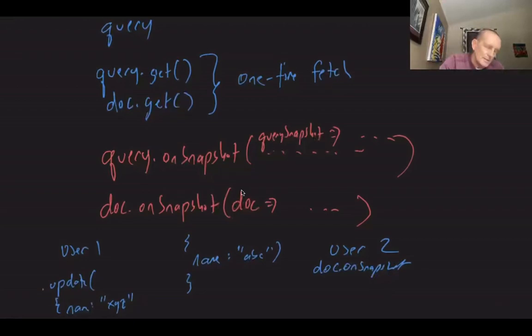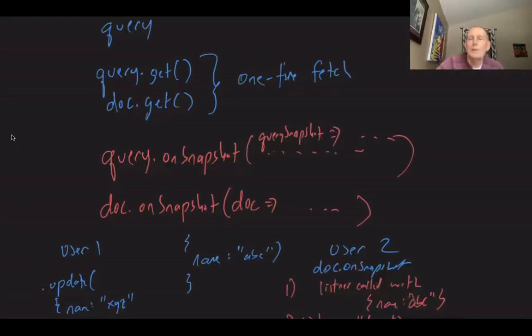So basically what happens is the listener gets called the first time with name ABC. And then the second time, it's going to get called after it was changed on another machine with name XYZ. So first with ABC, second time with XYZ. Okay, so that's great. So if it's changed on another machine, it'll update. What that says for us is we just really need to register a snapshot handler for the things we're interested in, and then we'll get called as any changes are made.